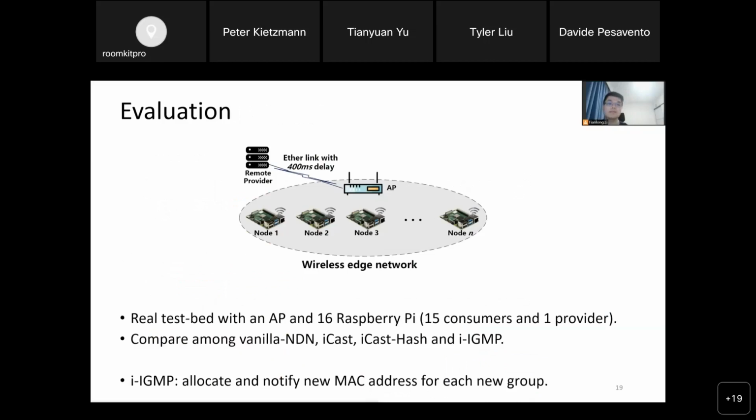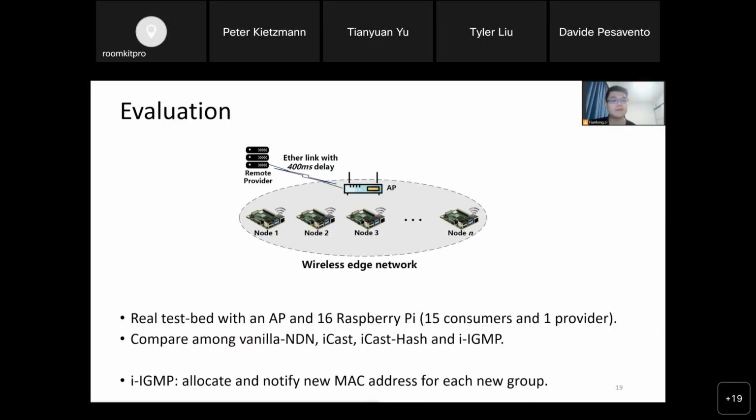We evaluate ICAST with a real testbed. We use an industrial personal computer as the access point router and 15 Raspberry Pis as end nodes. For comparison, we also implement an IGMP-like multicast method named IIGMP.